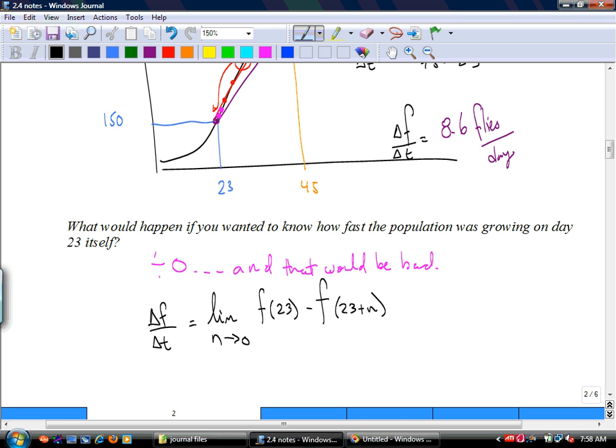That's me taking that point and just sliding it closer and closer. So if I wanted it 1 day to the right, n would be 1. It would be 24 days. If I wanted it 2 days to the right, n would be 2, and that would be 25 days. So all I'm doing is changing the number of days. So at 45, n is 12. And I'm just changing from 12 to 11 to 10 to 9 to 8 to 7 to 6 to 5 to 4 to 3 until it's right on top.